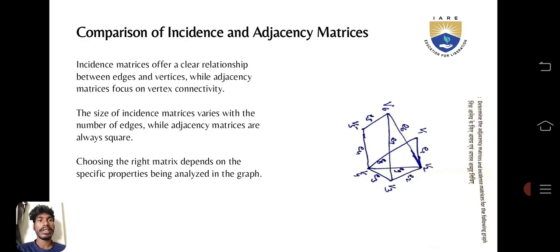Comparison of incidence and adjacency matrices. Incidence matrices offer a clear relationship between edges and vertices, while adjacency matrices focus on vertex connectivity. The size of incidence matrices varies with the number of edges, while adjacency matrices are always square. Choose the right matrix depending on the specific properties being analyzed in the graph.